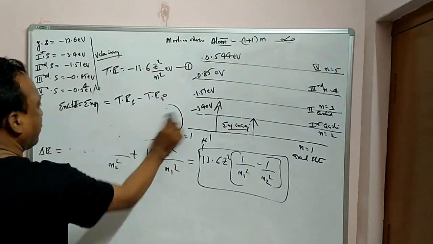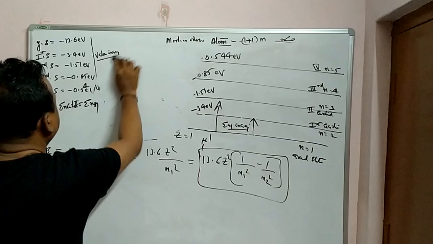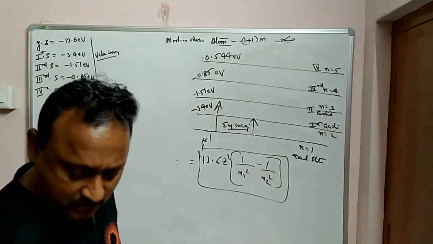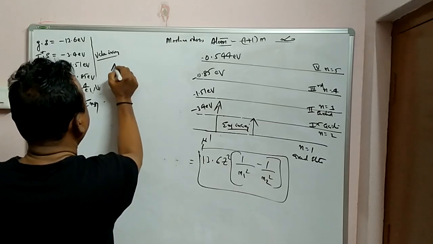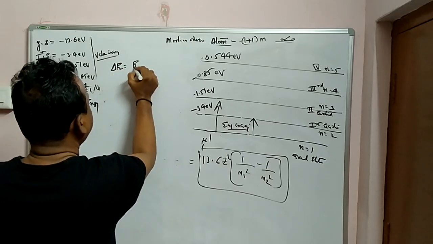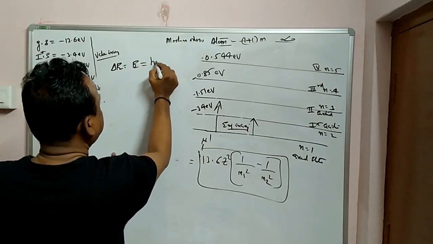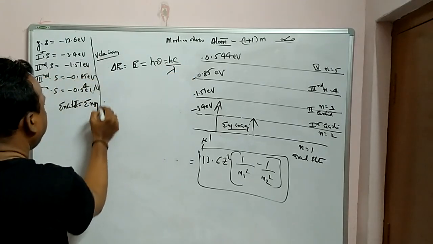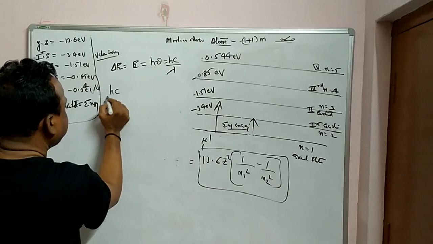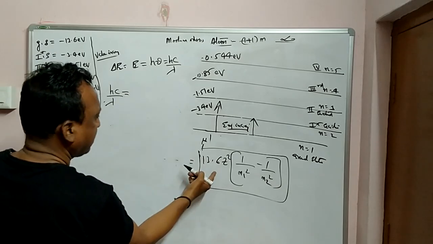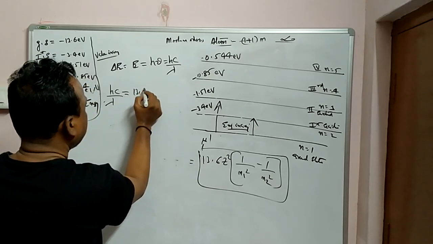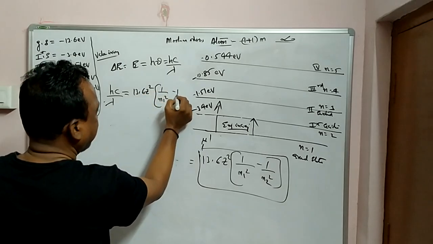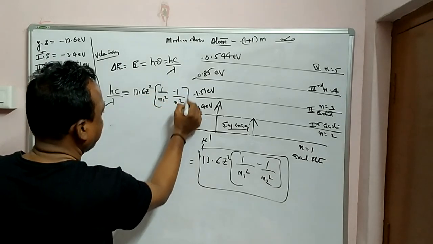Clear? Now from this we will explain Rydberg constant also. Now this is energy actually, energy difference. Delta E is equal to energy, kada. Energy I can write as h nu or hc by lambda. So what I will do is hc by lambda is equal to this thing, energy, 13.6 Z square into 1 by N1 square minus 1 by N2 square.